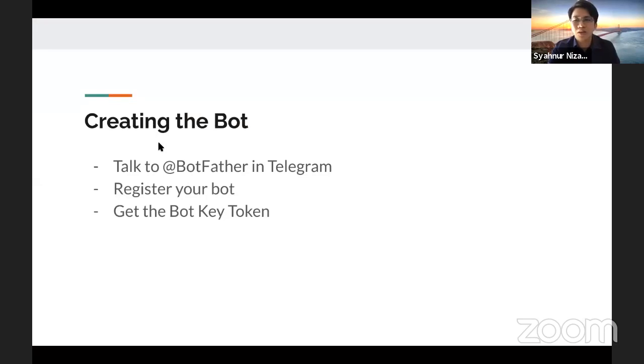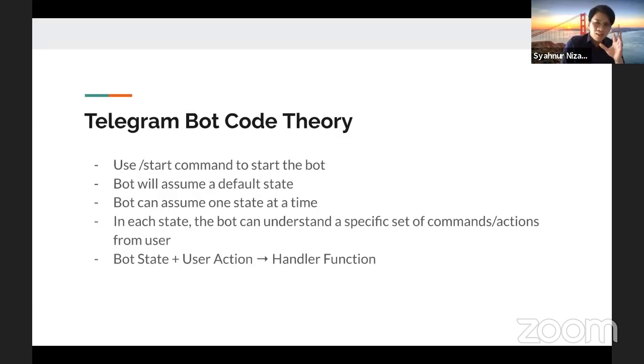So if you want to create your own Telegram bot, first of all, you need to obviously have a Telegram account, and then find BotFather in Telegram and talk to him. He will ask you some questions, and after that, you will be able to register your bot and get your bot API token.